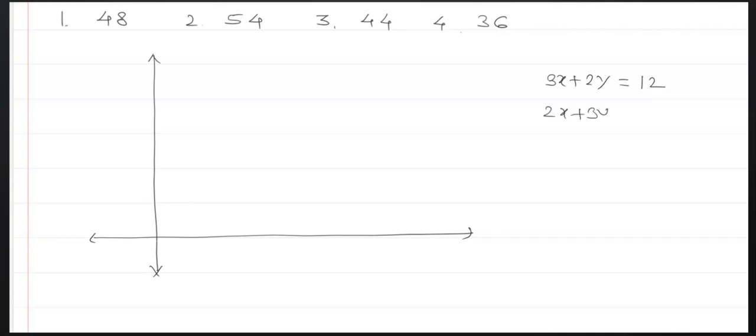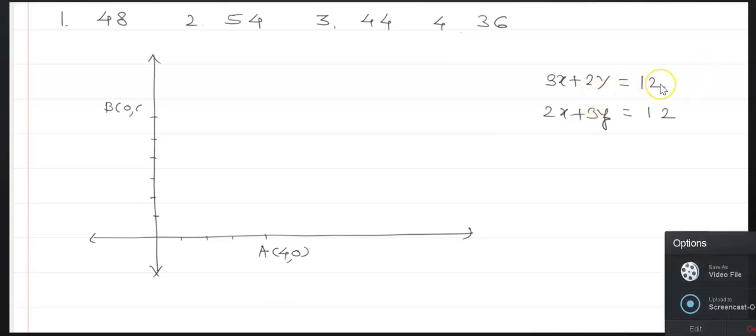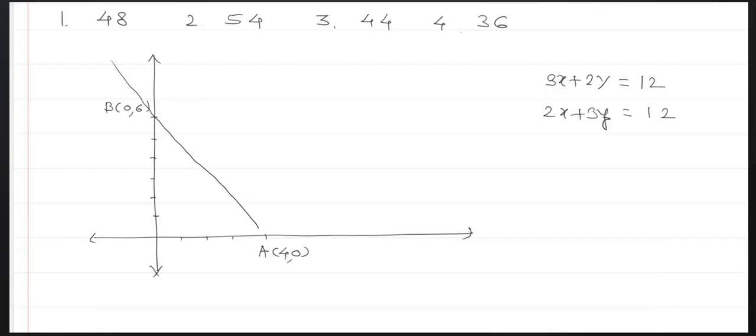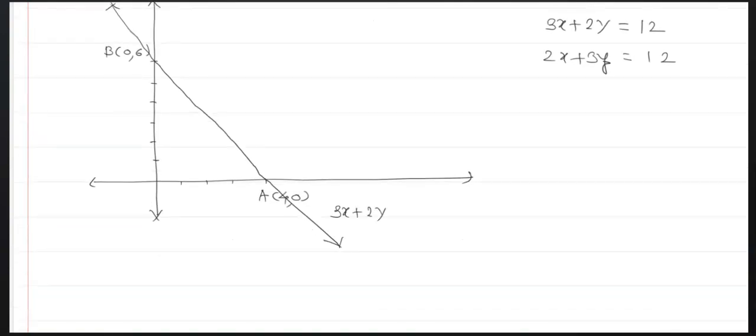3x plus 2y is equals to 12, 2x plus 3y is equals to 12. Both of them have the same value, equal to 12. When the first equation, that is 3x plus 2y is equals to 12, touches the x-axis, y is equals to 0, therefore x is equals to 4. When it touches the y-axis, x is 0, therefore y is equals to 6, that is (0, 6). And therefore this is the line 3x plus 2y is equals to 12, with points (4, 0) and (0, 6).